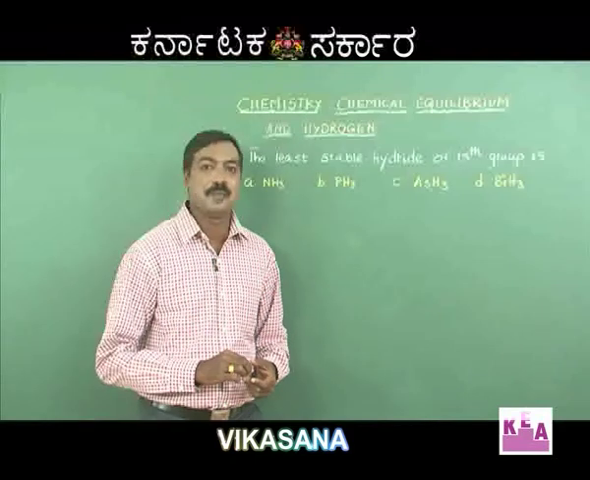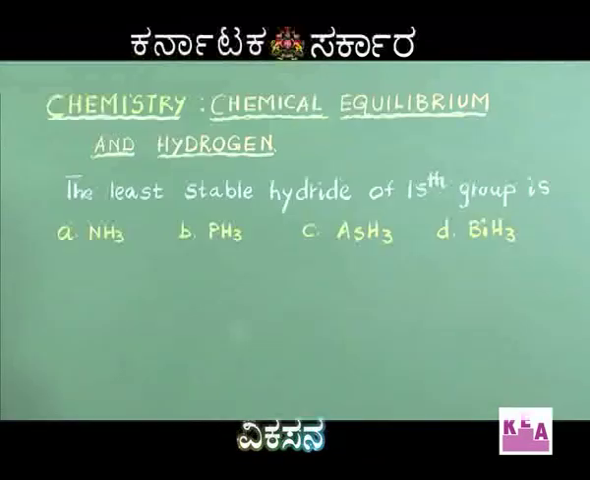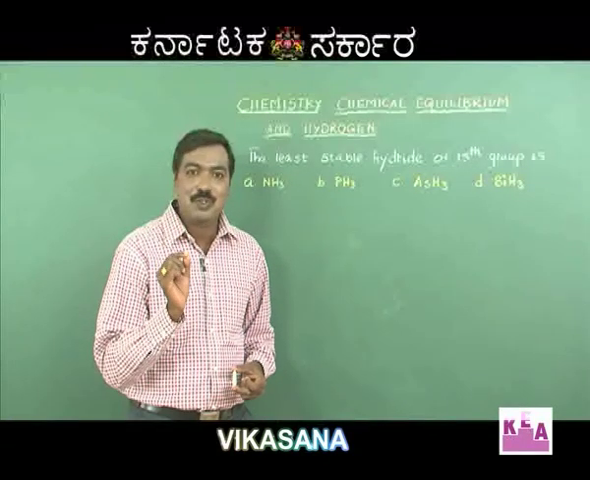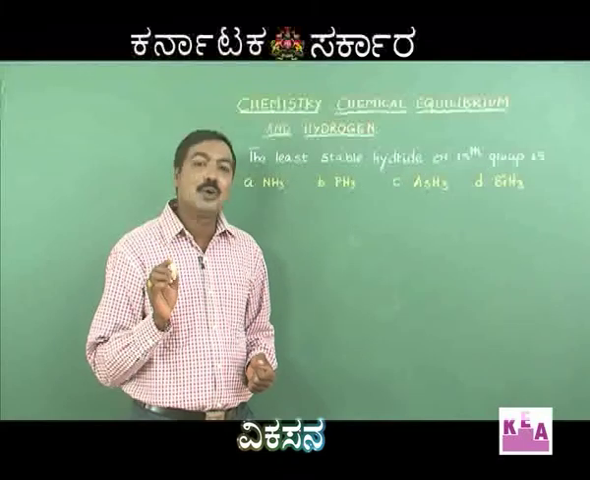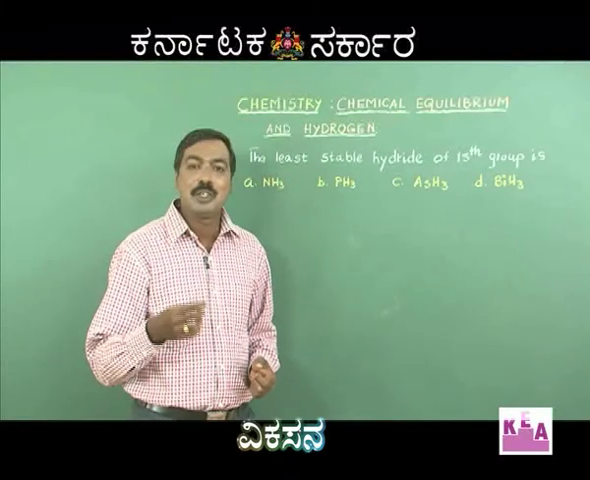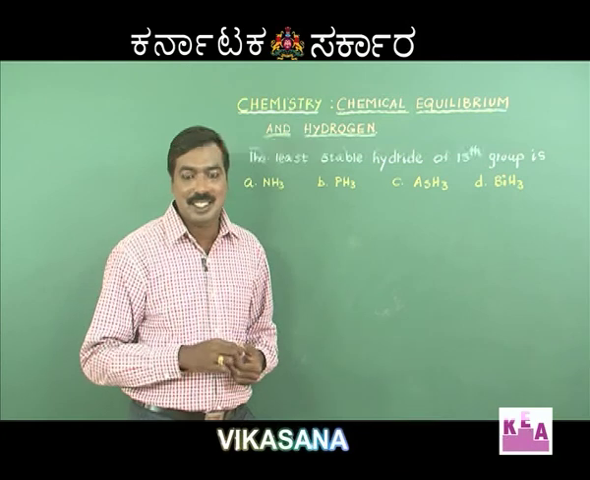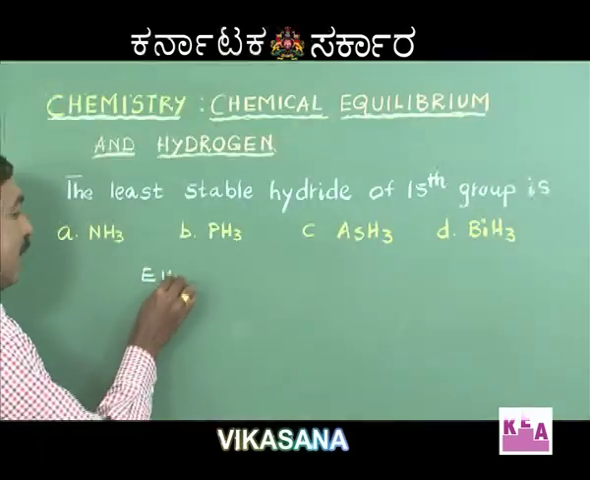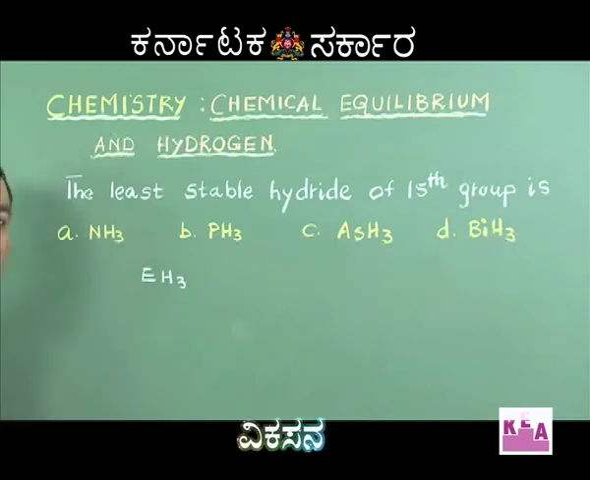Our next question. The least stable hydride of group 15 is... You are aware of the elements of group 15: nitrogen, phosphorus, arsenic, antimony and bismuth. All these elements of group 15 undergo reaction with hydrogen to form hydrides. These hydrides are of the type EH3, where E happens to be the element here.